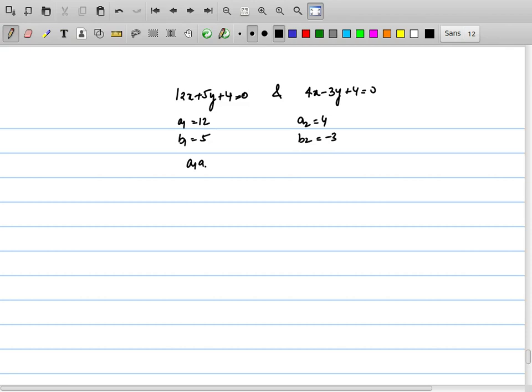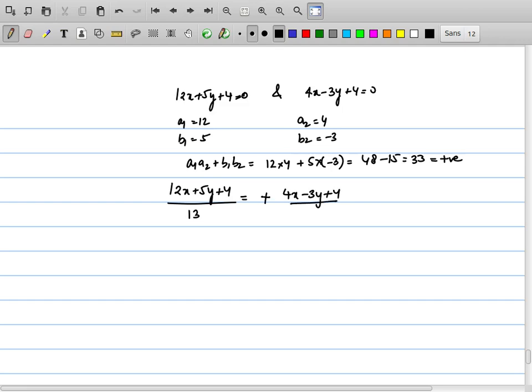So what is A1 A2 plus B1 B2? A1 A2 is 12 into 4, and B1 B2 is 5 into minus 3. What do we get? 48 minus 15, which is 33, and this is positive. Therefore what we will do, we will take (12x plus 5y plus 4) upon 13 is equal to, since A1 A2 plus B1 B2 is positive, we will take the positive sign, (4x minus 3y plus 4) upon 5, and this will give us the obtuse angled bisector. And obviously if we take the negative sign, we can straight away find the acute angled bisector.